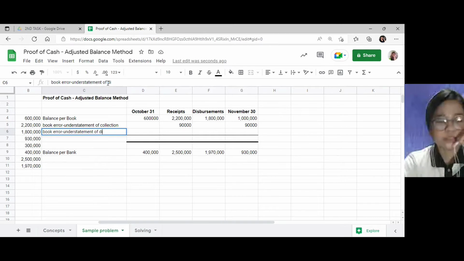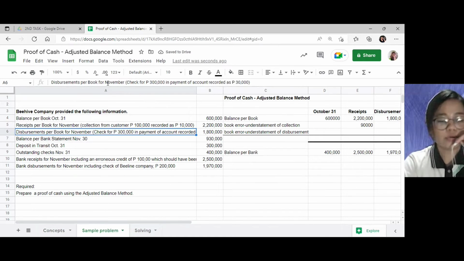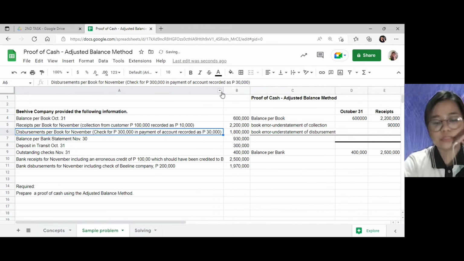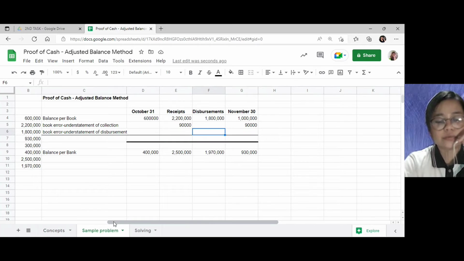Another one here is a book error. Now there is another book error, and this time there is an understatement of disbursement. Earlier there was an error in our collection; this time what was recorded was only 30,000, so the disbursement is understated. The amount is 270,000. How do we get the 270,000? That is 300,000 minus the 30,000, which equals 270,000.